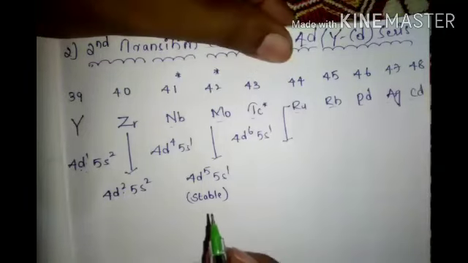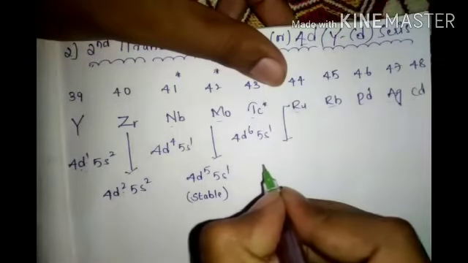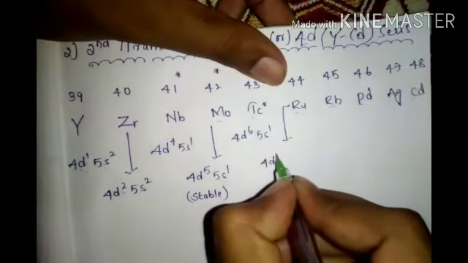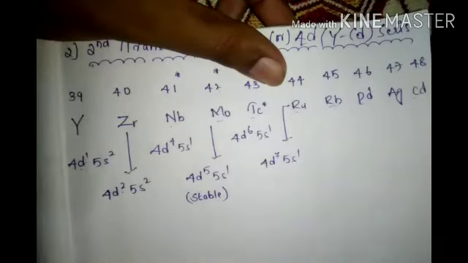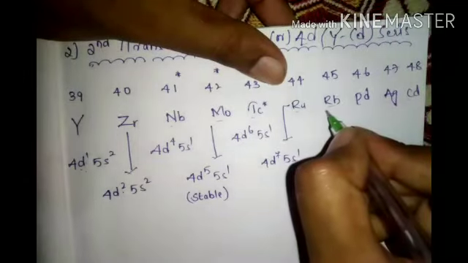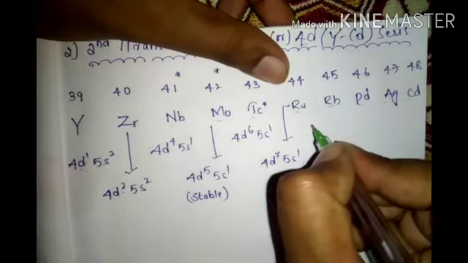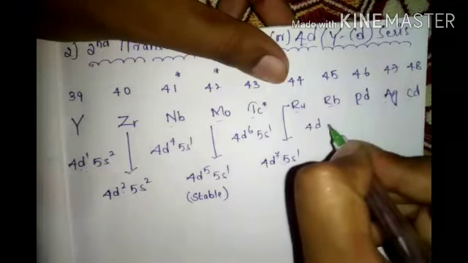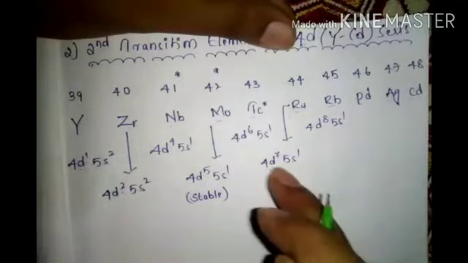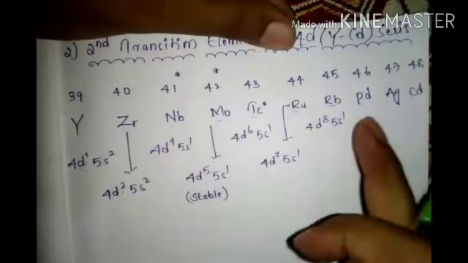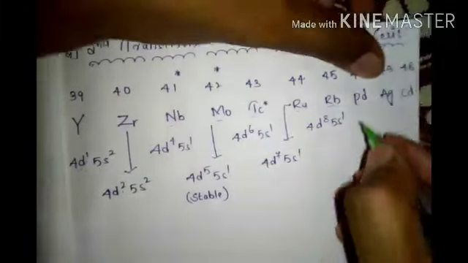Ruthenium, what is going on? 4d7 5s1. Rhodium, it is 4d8 5s1. 18, 17, 16, 15, 14, so all are coming normally.